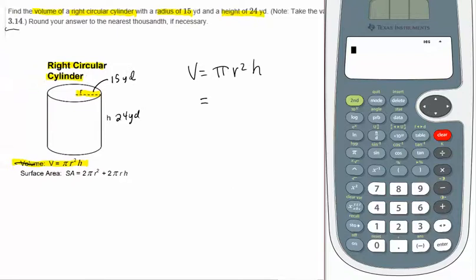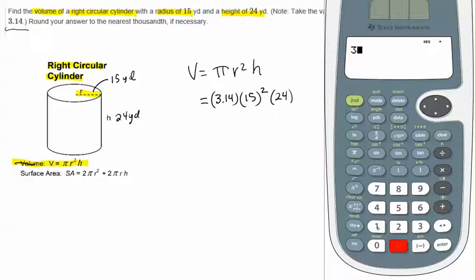It did ask us to use 3.14 as an approximation for pi, which is very common. The radius is 15, so we have to put down 15 for r, and you've got to be sure that you square that. And then times the height, which is 24. So to get the answer for this, I simply take 3.14 times 15 squared times 24. So let's try that on the calculator over here.